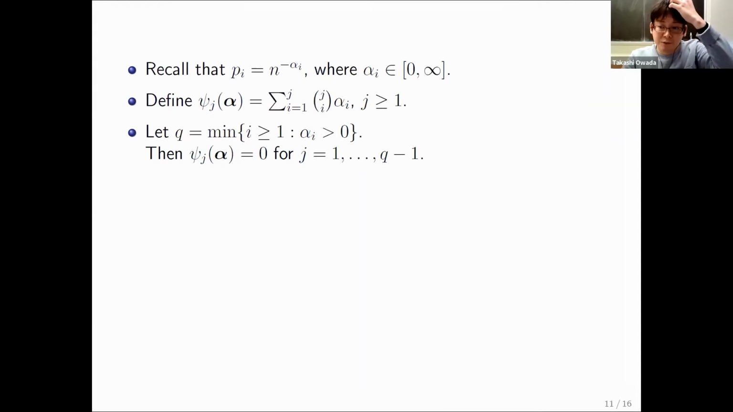But before introducing the central limit theorem, we need to cover some technical notions, which is called a critical dimension. We just recall that the ith connectivity probability is a function of n, and taken this way, n to the minus alpha i. So we have many alphas. And next, we define the function psi j. This is a function of alpha defined in this way. And q is the minimal index such that alpha i becomes strictly positive for the first time.